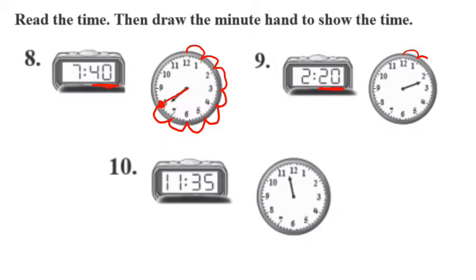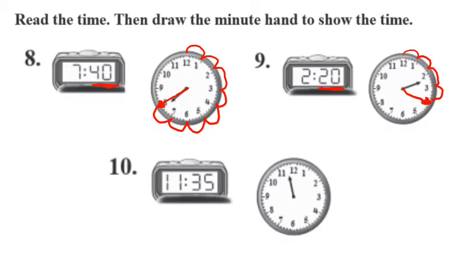I'm going to count by 5s. 5, 10, 15, 20. I know I have to point my minute hand at the 4. So I'm going to draw my minute hand, and again, the minute hand is longer, so I'm going to draw all the way past the 4.